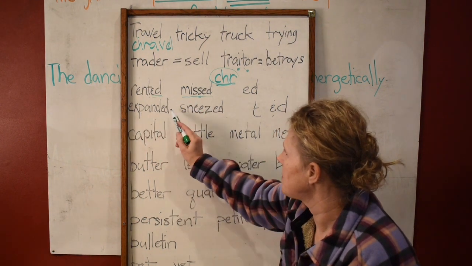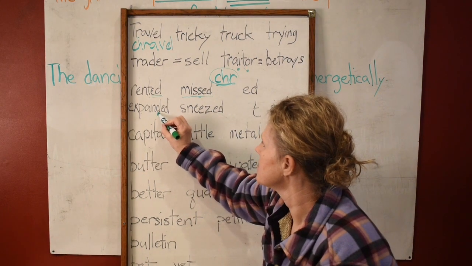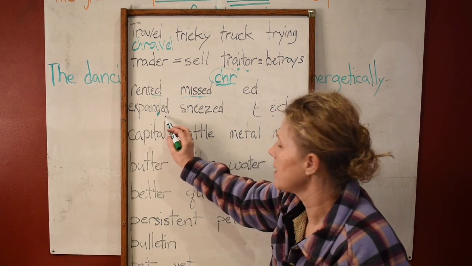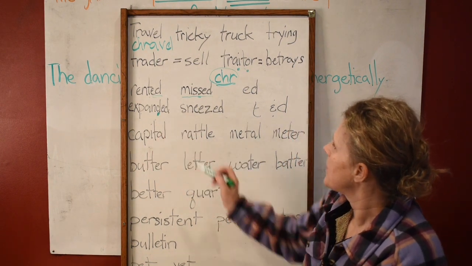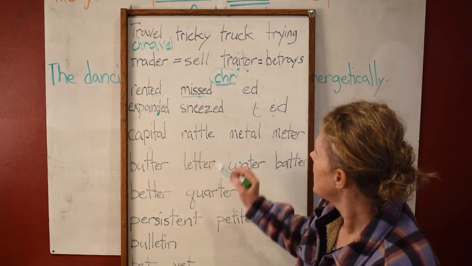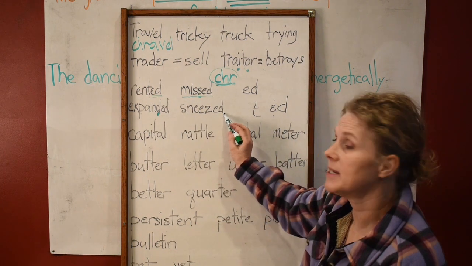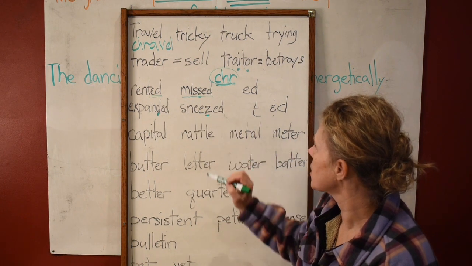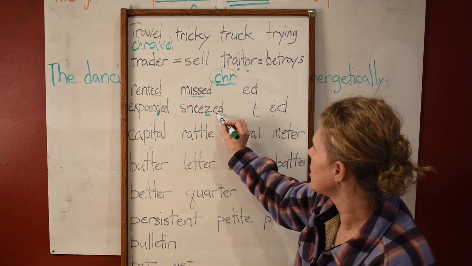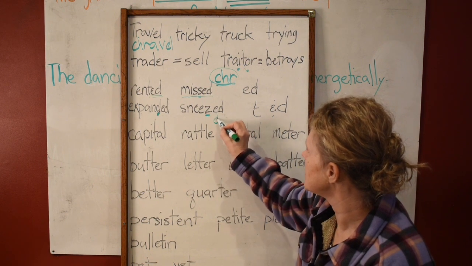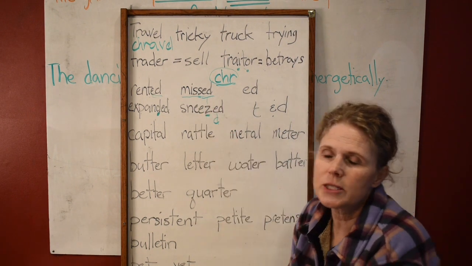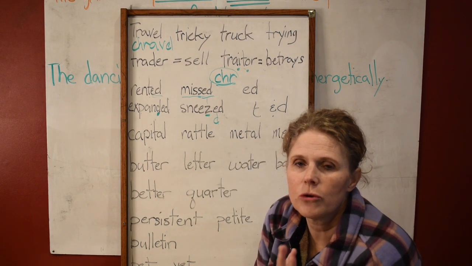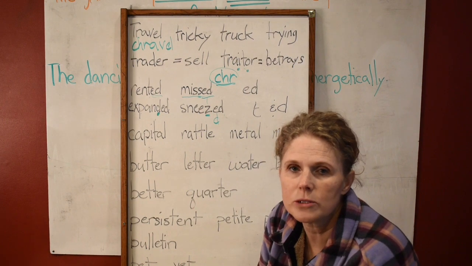Now we have "expanded." Here's your D, and so it's going to say the ed. Sometimes it will say id, but expanded. Now, "sneezed." This is a hard sound, and so it's going to turn to the D sound, and this one turns to the T sound. They just get confused on how your mouth naturally wants to do that.